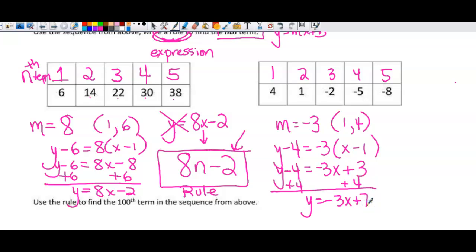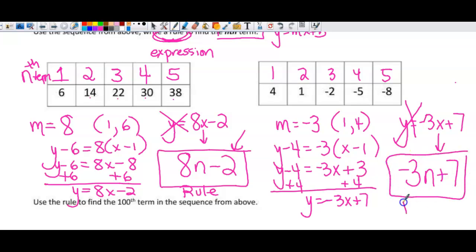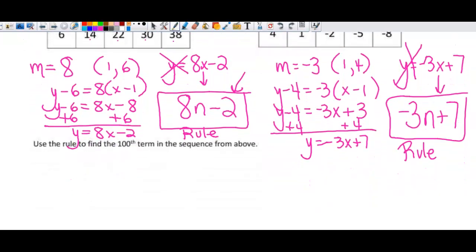But remember, they want a rule, so you get rid of y equals, because it's an expression, and you change your x to n. So this rule is negative 3n plus 7. Again, there's a shortcut to figure out what the y-intercept would be. If you don't figure it out on your own, you can ask me the next time I see you.